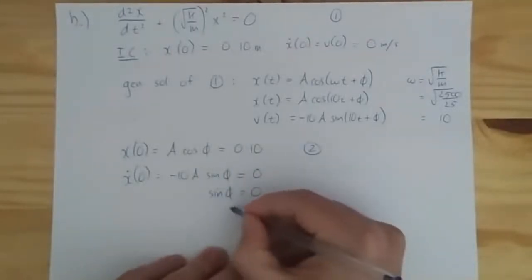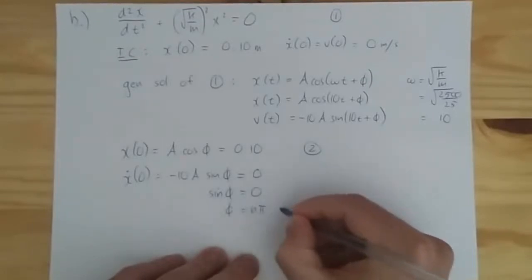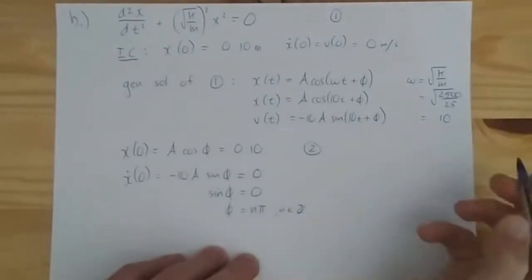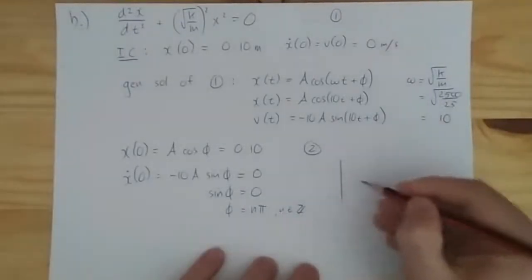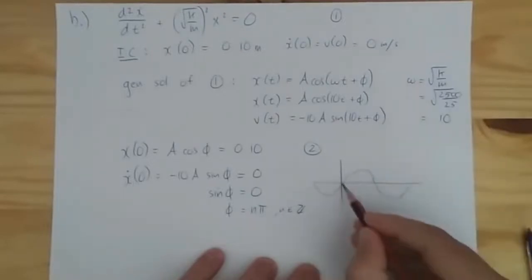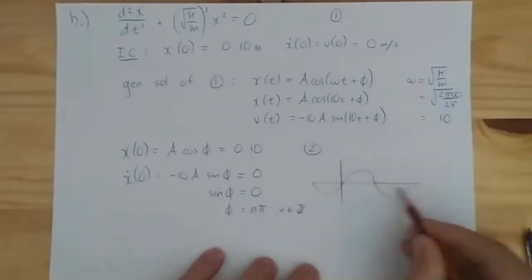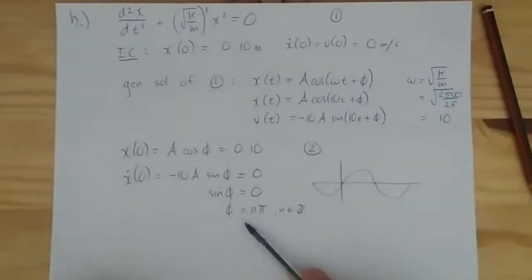And what does that mean? What are the values of phi for which that is true? That's just n pi, where n is an integer. So one of these, okay? And that's clear, of course, why. I mean, if you draw sine, then it's 0 here, and at pi, and at minus pi, and at 2 pi, and so forth. Now we've got to pick which one it is.